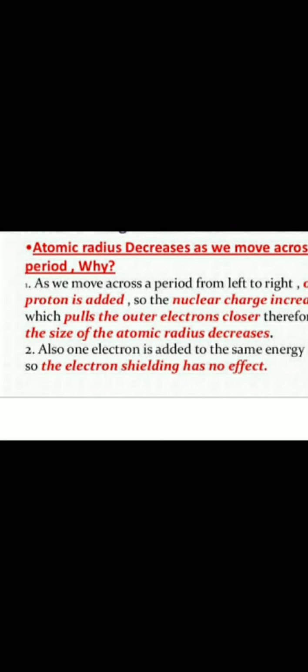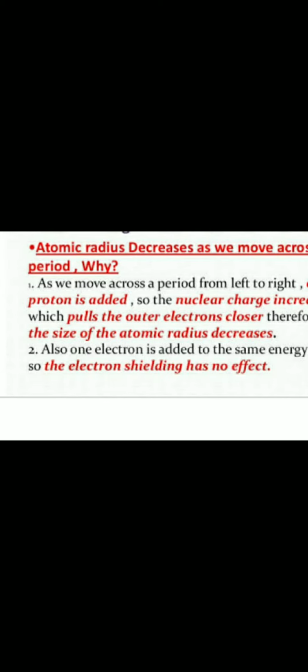Let us see the reason for that. As we move across the period from left to right, one proton is added. Let us see the atomic number of lithium. Lithium has atomic number 3. Next is beryllium, which has atomic number 4. Hence one proton is added. Then boron has atomic number 5. Again one proton is added.